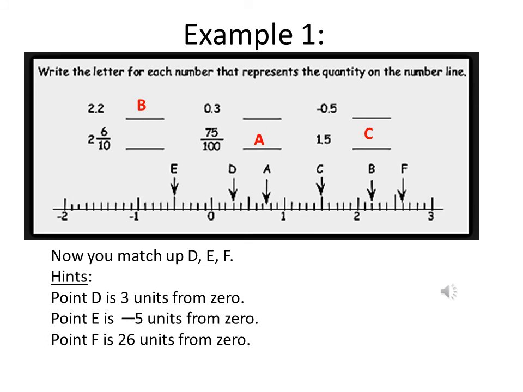Now you match up points D, E, and F with the number represented on the number line. Here are some hints. Point D is 3 units from 0. Point E is -5 units from 0. And point F is 26 units from 0. Let's see how well you did.